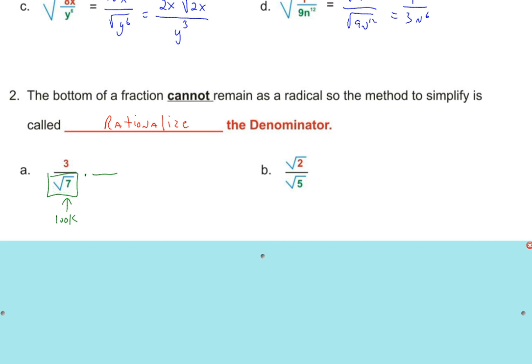Square root of 7 times what will get rid of that radical sign? That's the question. Who's got an idea? Come on, think. What would you do? Connor, what would you do? 7. So multiply it by 7.